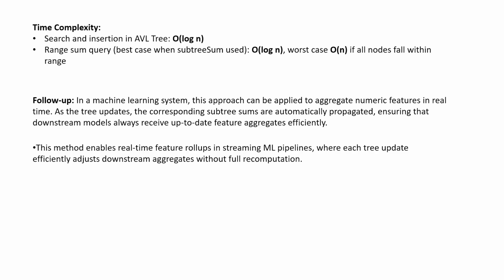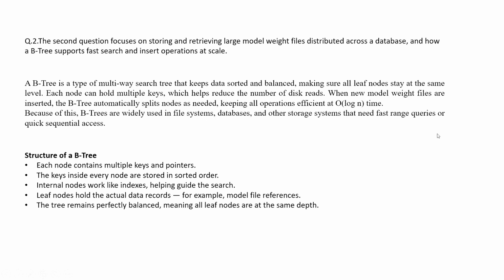From a machine learning perspective, this concept is used in real-time feature aggregation, where numeric features like engagement counts or rolling averages must be updated quickly. Each tree update automatically adjusts the corresponding feature sums, ensuring that the downstream models always get up-to-date aggregates efficiently. Finally, this method also enables real-time roll-up features in streaming ML pipelines, reducing redundant recomputation every time a data point changes. The second question is about storing and retrieving large model weight files distributed across a database using a B-tree.